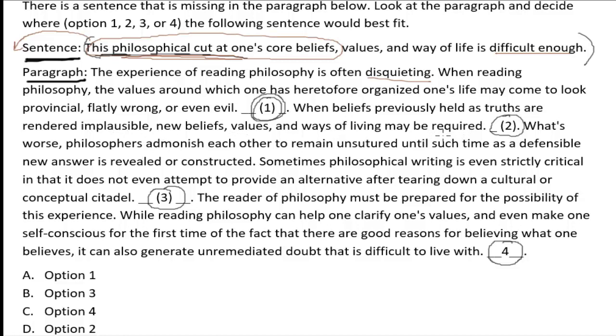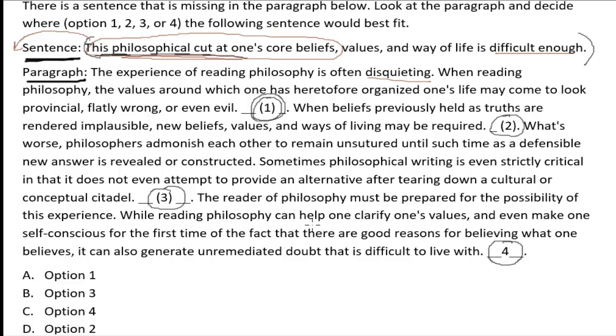When beliefs previously held as truths are rendered implausible, new beliefs, values, and ways of living may be required. What's worse, philosophers admonish each other to remain unsuited until such time as a defensible new answer is revealed or constructed. Sometimes philosophical writing is even strictly critical in that it does not even attempt to provide an alternative after tearing down a cultural or conceptual citadel. The reader of philosophy must be prepared for the possibility of this experience.